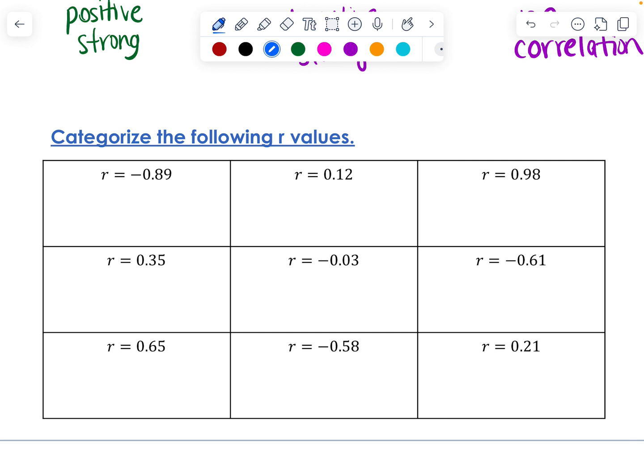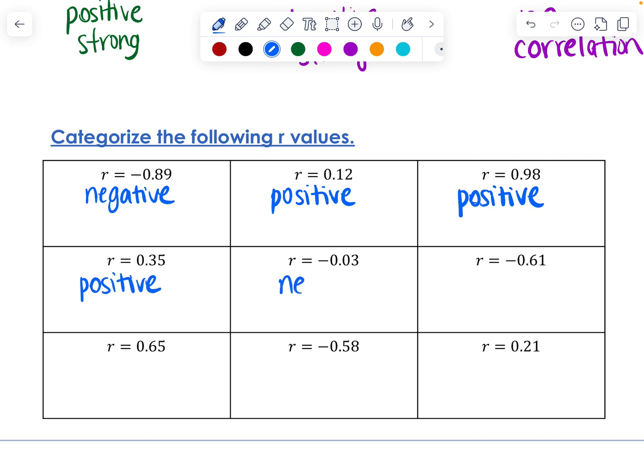R equals negative 0.89. That is going to be negative. So what I'm going to do is take a second and just go through and label whether they're negative or positive. I think that's the easiest way that we can start to identify, because we need those two words. If it has a negative sign in front of it, it's going to be negative. And if there's no symbol in front of it, that's going to be a positive correlation.